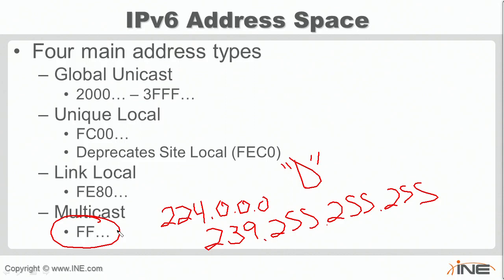In IPv6, there's no classes, and there's no classful or classless routing. It's just regular routing. So multicast is FF. FE80 is local on your segment. This range here is going to be the public addresses.